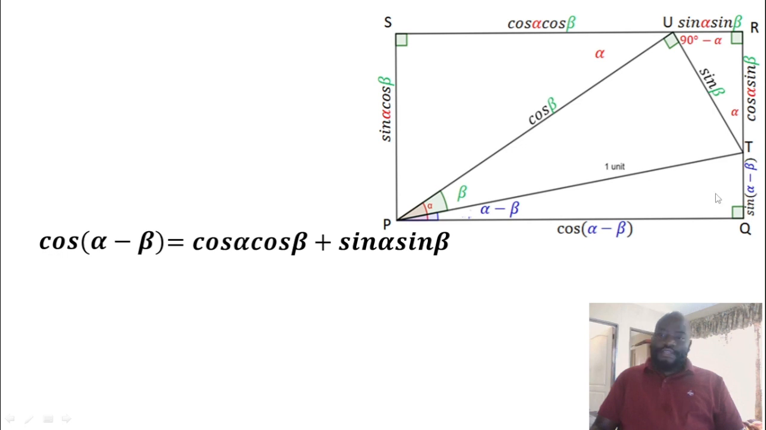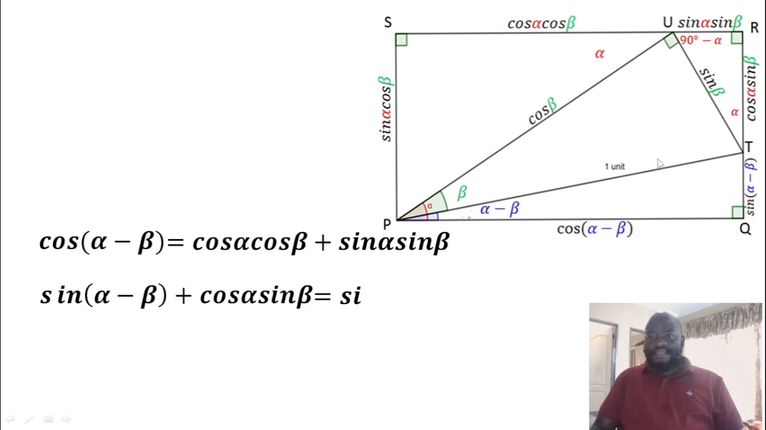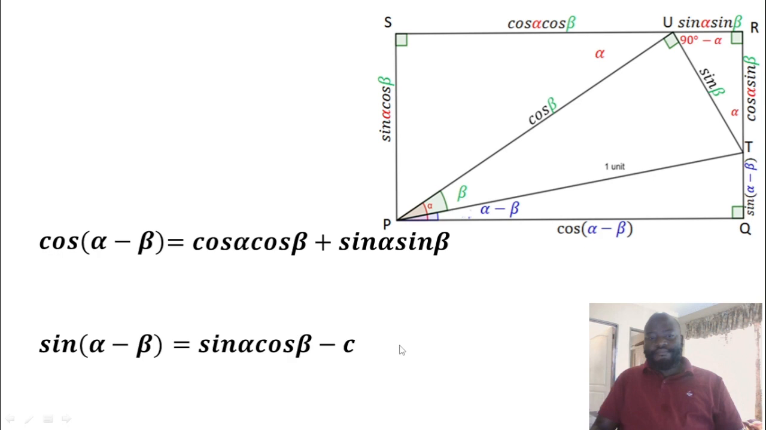Then again, we go to the other pair of opposite sides. We have this side here plus this side here. So that is sine alpha minus beta plus cos alpha sine beta. And it is equal to this opposite side here, which is sine alpha cos beta. Now, making this one the subject of the formula, we take this to the other side, and then we end up with sine alpha minus beta equals sine alpha cos beta minus cos alpha sine beta, which are the two compound angles with a minus. So that is another way of deriving them.